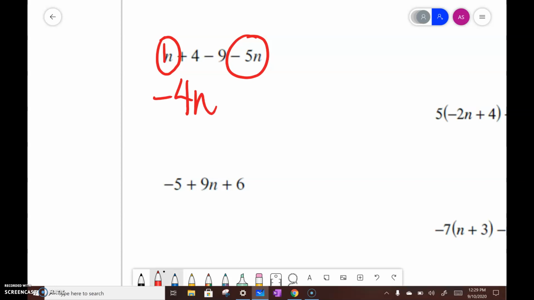And then I'm going to bring down everything else. So I have positive 4 minus 9, which will give me negative 5. Okay, let's move on.